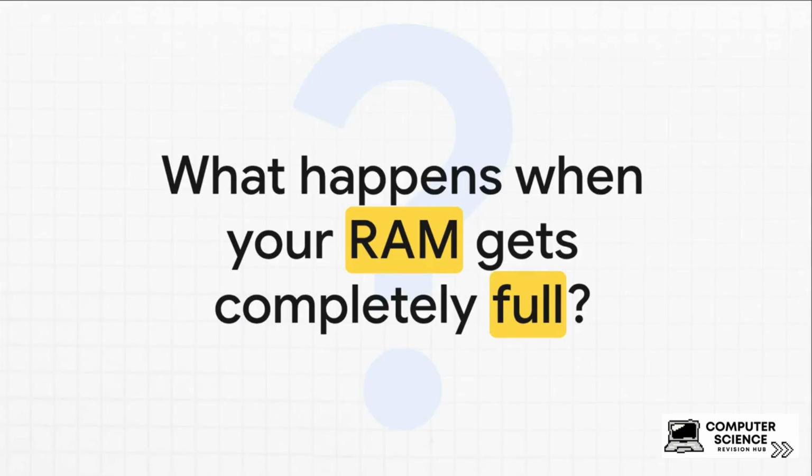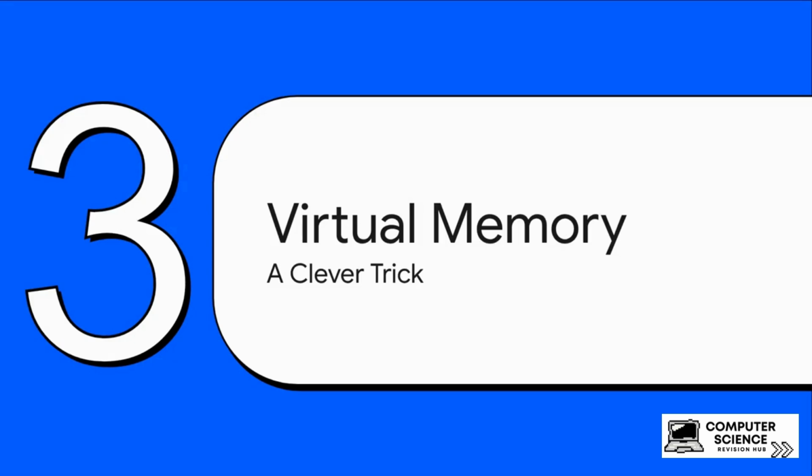Okay, so workbench and filing cabinet. Simple enough. But let's be real. What happens when you're a serious multitasker? You've got 50 browser tabs open, a video editing program running, plus music. What happens when your workbench, your RAM, just gets completely cluttered and runs out of space? Well, this is where your computer pulls off a truly brilliant magic trick.